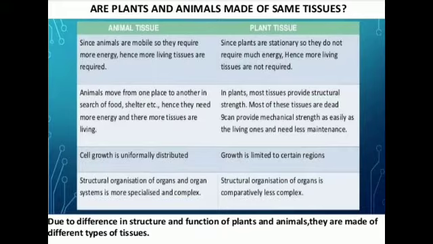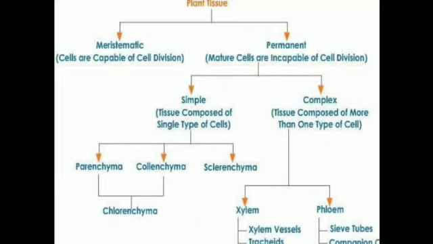Plants are non-movable, so they require less amount of energy. They perform photosynthesis, so chlorophyll is present. And in plant tissues, I have told you there are dead tissues also and living tissues also. So, already what we have done? Classification of plant tissue, meristematic and permanent.